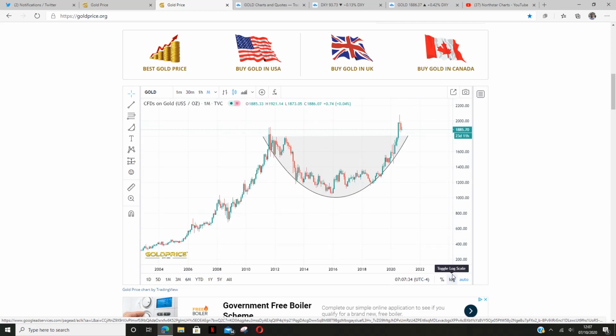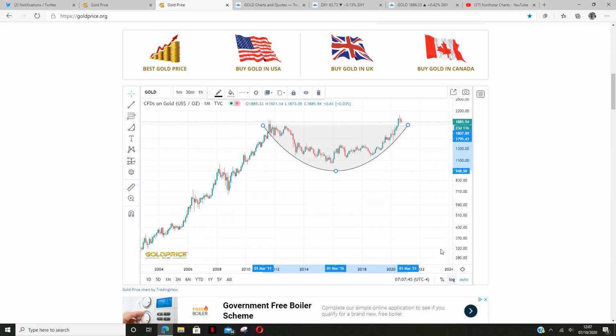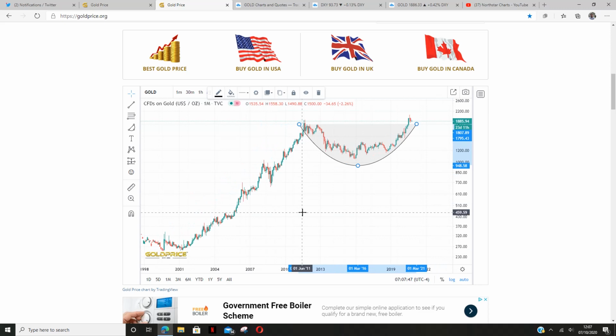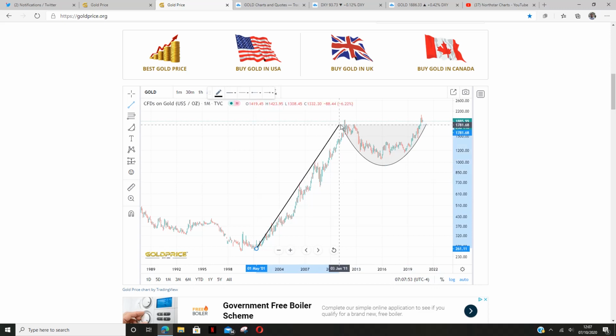I mean, you can do it on a linear scale, but I do prefer the log chart. It's cleaner over a period of time. What it also shows is that this whole pattern is almost like a flagpole pattern. In fact, there is a flag in there as well.